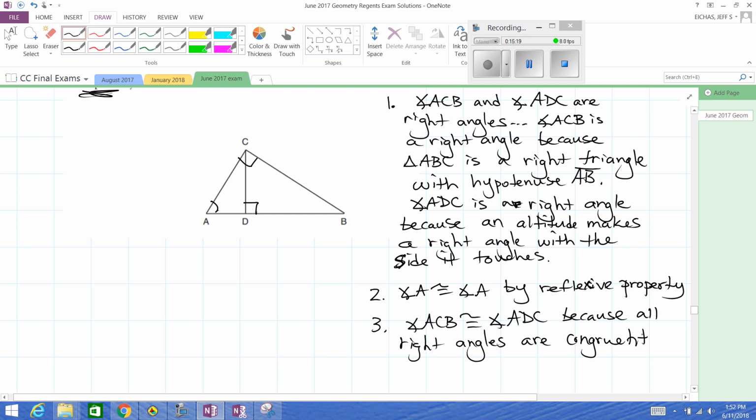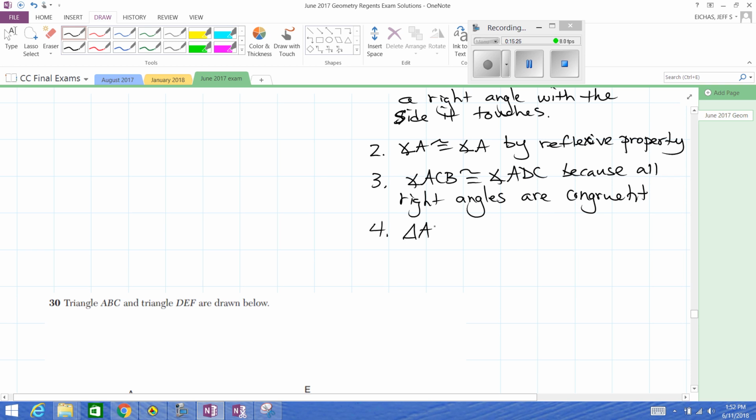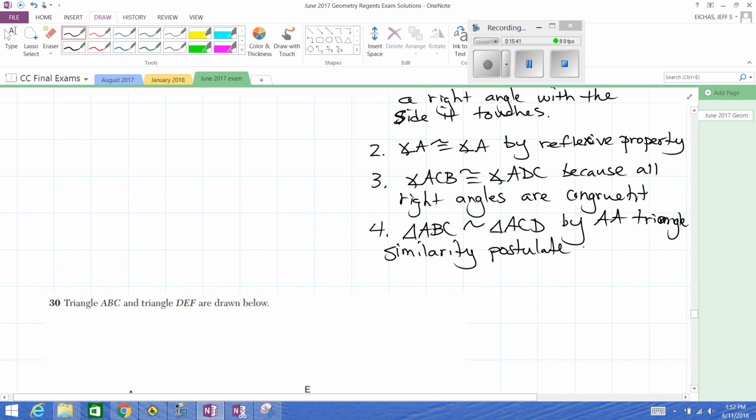And my last statement would be they're similar. Triangle ABC is similar to triangle ACD by the angle-angle triangle similarity postulate.